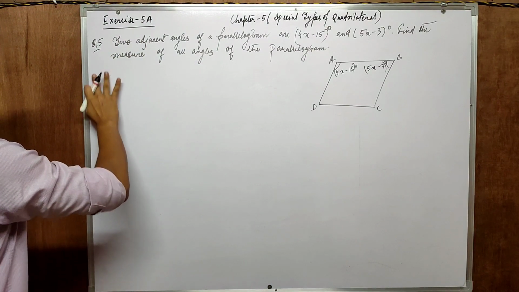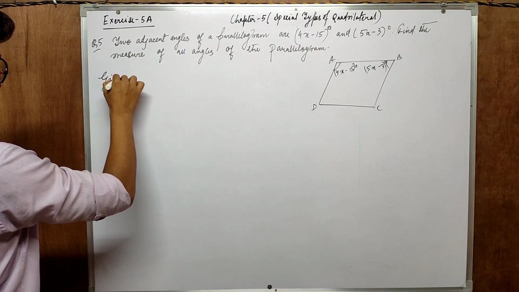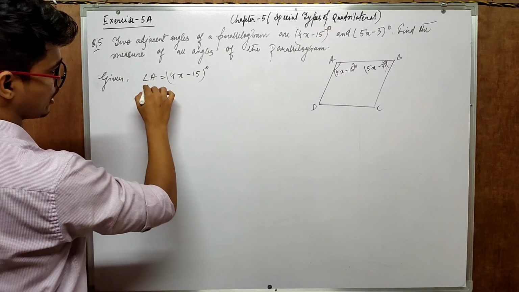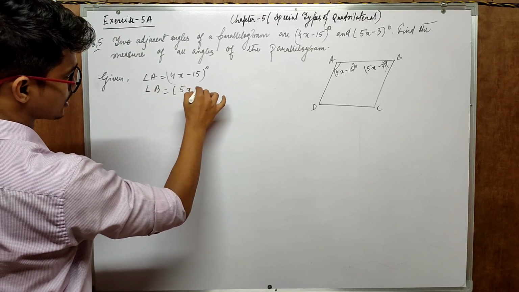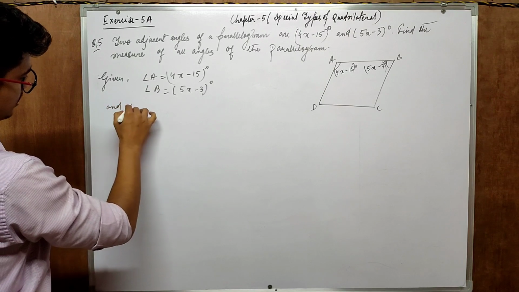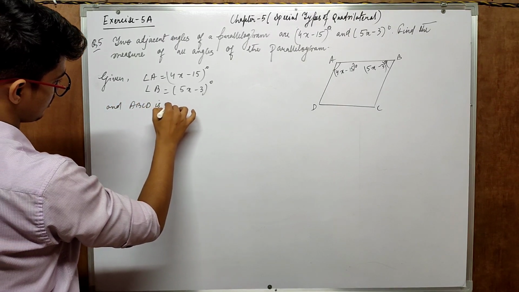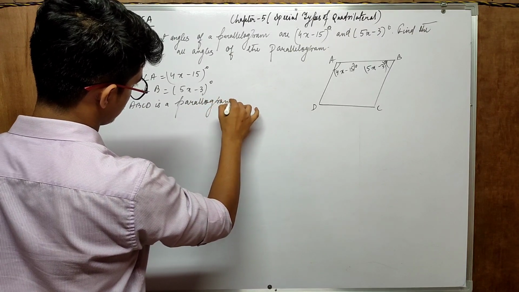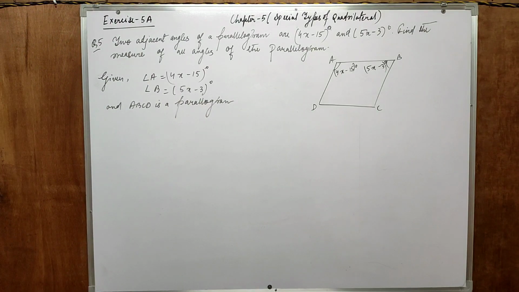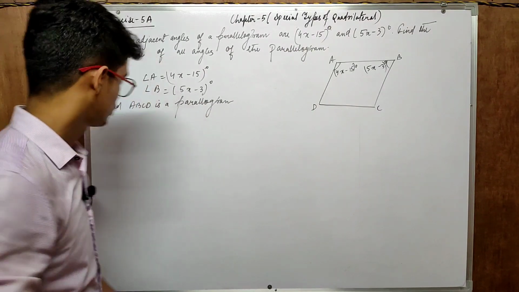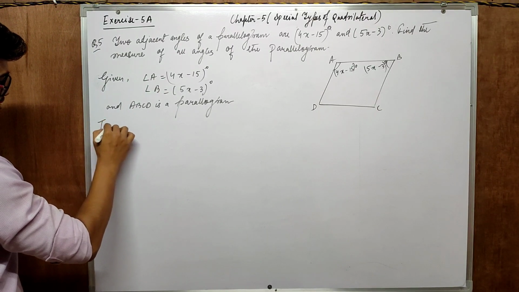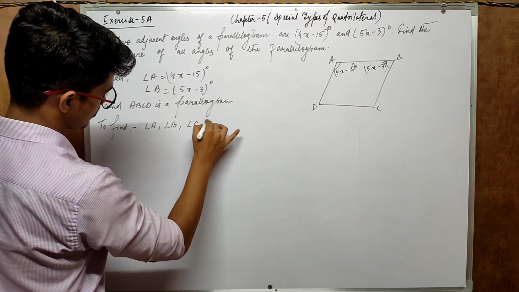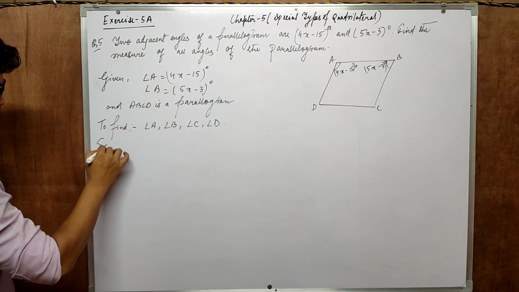So in the solution, write: Given, angle A equal to 4x minus 15 whole degree and angle B equal to 5x minus 3 whole degree, and ABCD is a parallelogram, right? So now we need to find angle A, angle B, angle C, angle D.